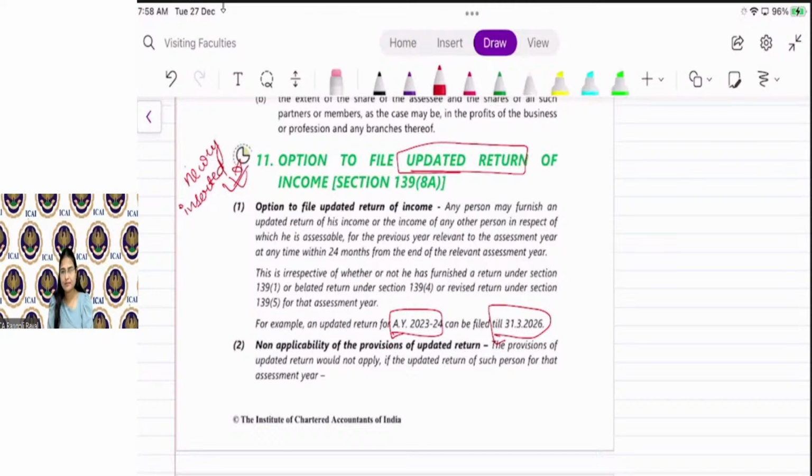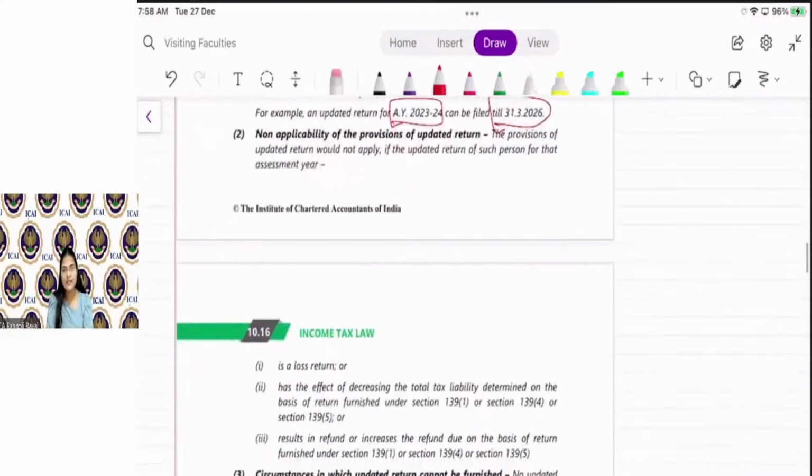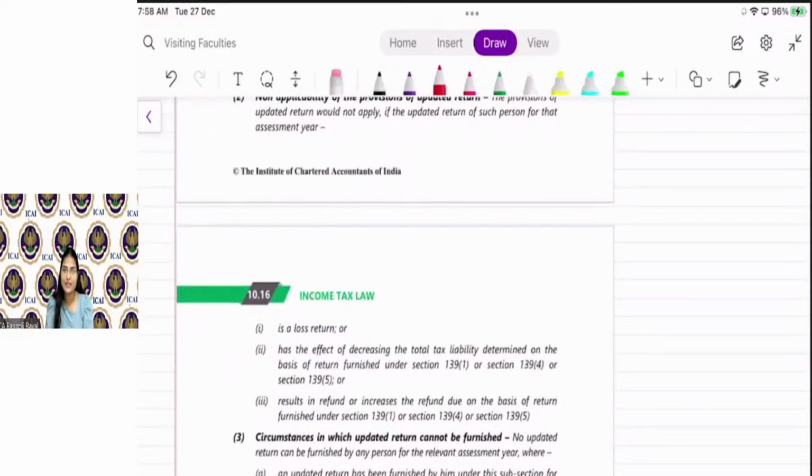Even if you have not filed the original return, not filed a belated return, not filed a revised return, you can file an updated return at any time within 24 months from the end of the relevant assessment year. But this provision is not applicable if the updated return is a return of loss. So if you have a loss, then you cannot file an updated return.